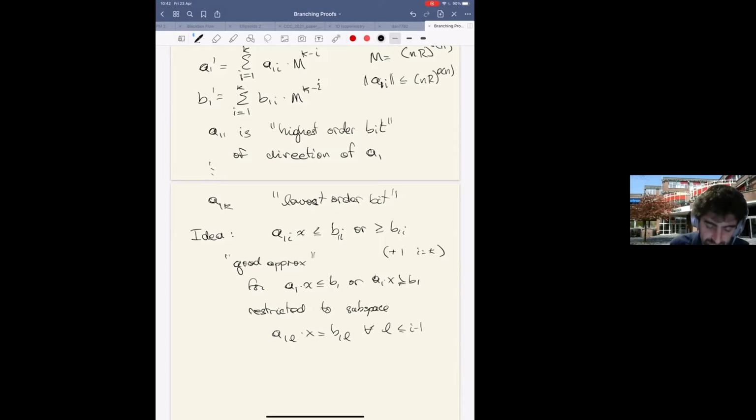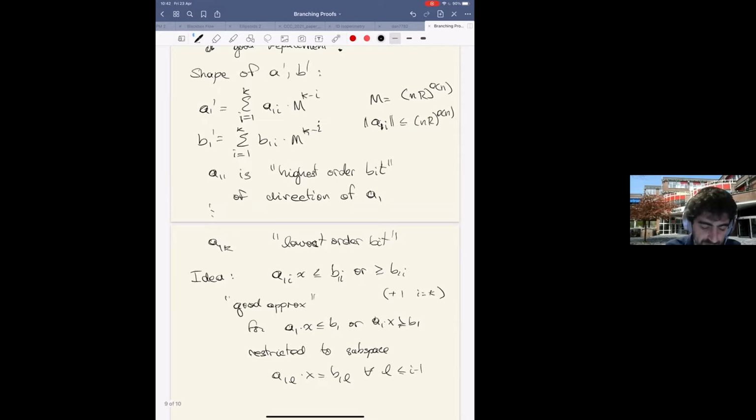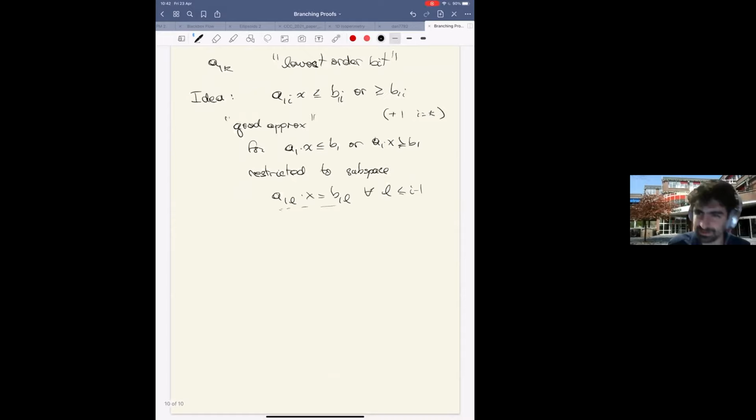Okay, so in some sense I'm building this iterated approximation of the original branch, and what I want is that each new bit of information that I get is a good approximation for the branch in the full space, but when I restrict to the subspace where I set all these previous approximations exactly equal. So this is how these things are constructed. But now, what is it that I want them to satisfy? What properties do I now need?